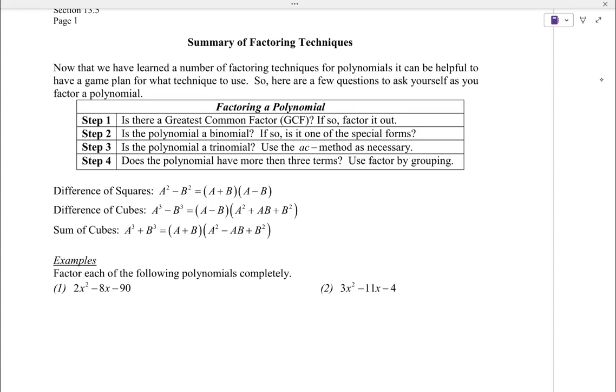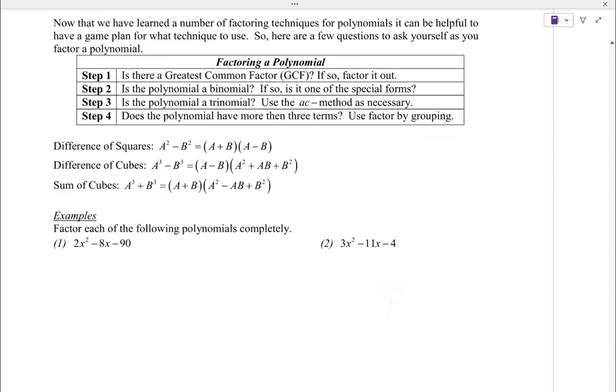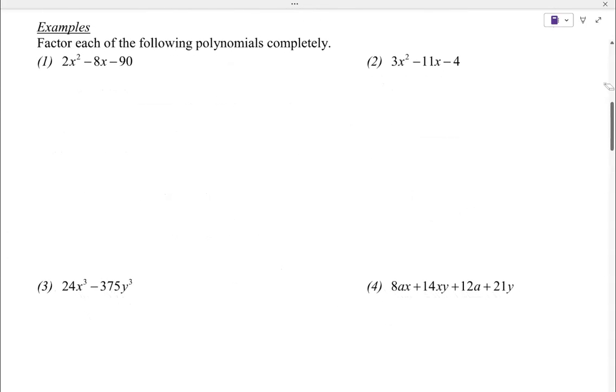All right. So let's just go through these steps. Let's look at the first one. First step, is there a GCF? Yes. What is the GCF? 2. Good. We pull out the 2. What are we left with? Yeah, x squared minus 4x minus 45. That should be step 1, right? Okay. How many terms are left in this polynomial? 3. Right?